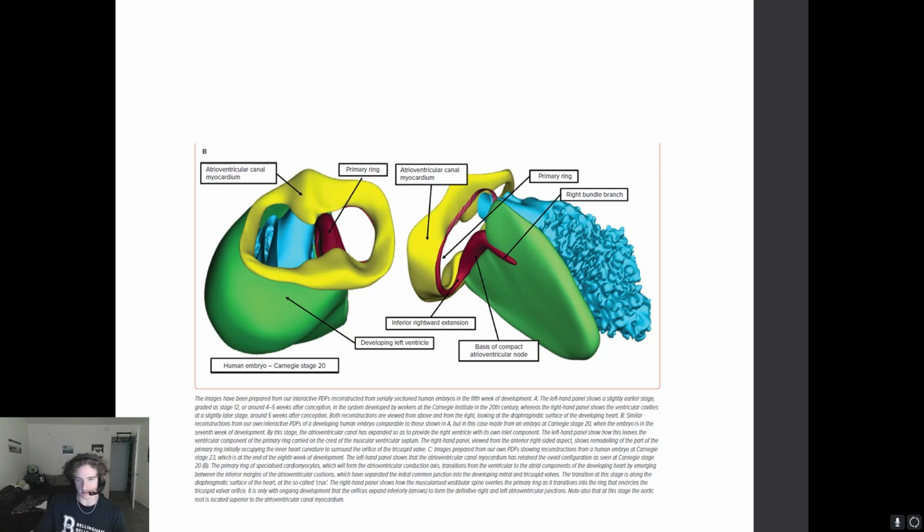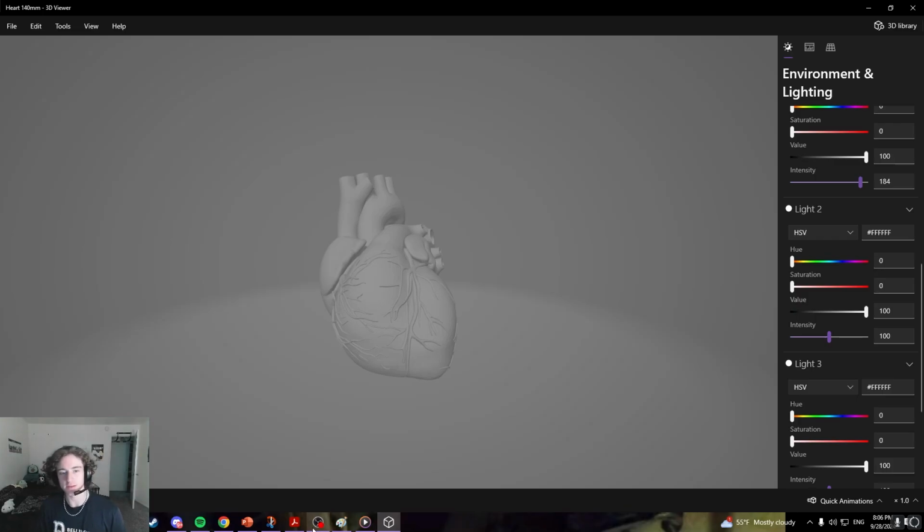We already see it. It's connected. We have the inferior nodal extension that we talked about. It's just coming from this ring that forms. And then remember, the atrioventricular conduction axis is kind of the AV node plus the His-Purkinje system. We see the primary ring going down to form a right bundle branch, and it's going down to form a left bundle branch.